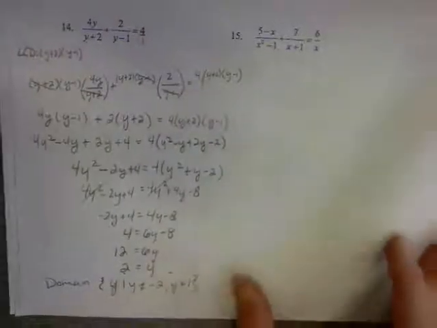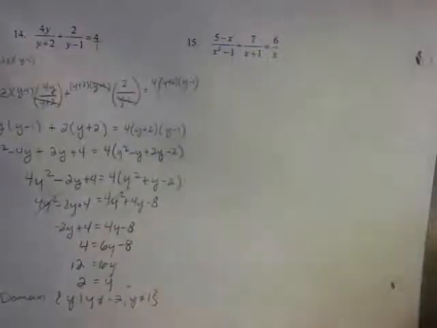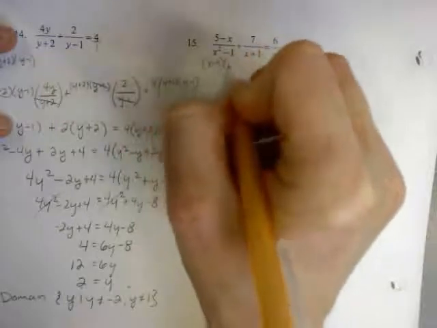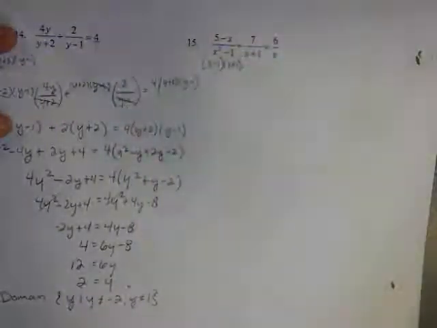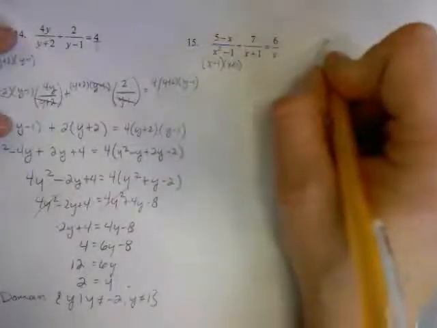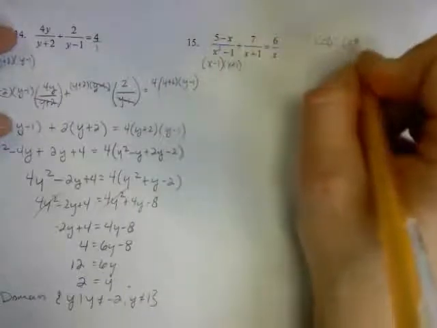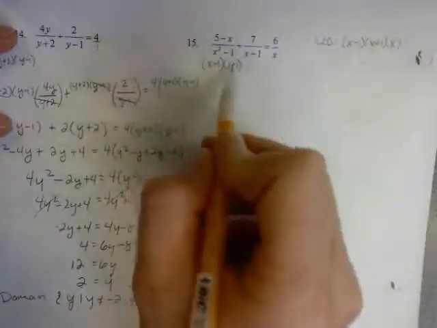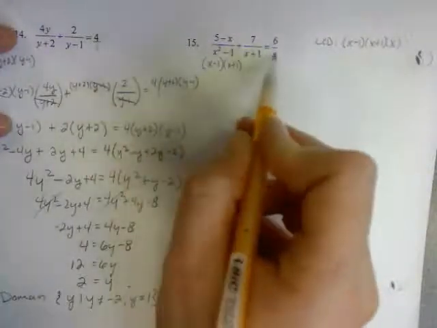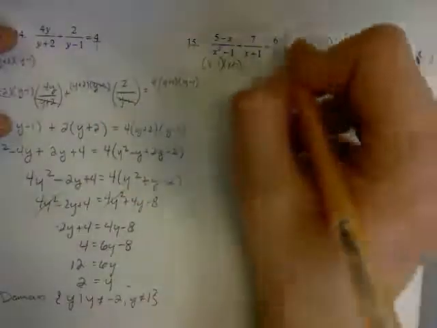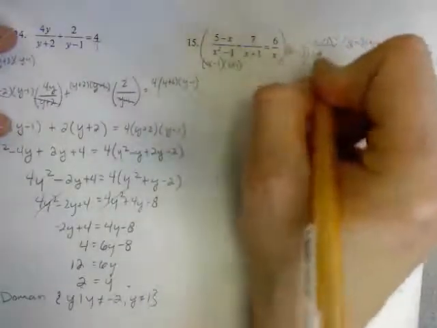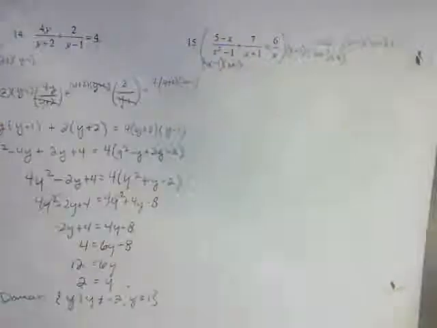Okay, in number 15, we need to factor the denominator first so we can find our common factor to multiply through by. x minus 1 and x plus 1, since that's a difference of two squares. And then we have x plus 1 and x. So what I can multiply through by is x minus 1, x plus 1, and x. And that includes these two terms because the x plus 1 is included here, but I need the x. So I'm going to multiply everything by x minus 1 times x plus 1 times x.